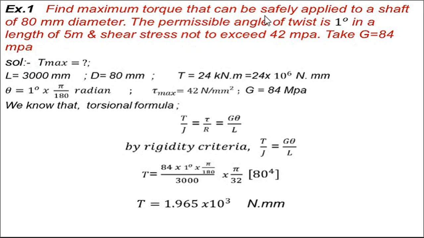Every time before solving the problem, first of all read the problem carefully and then write all the givens. In this problem, tau max, the maximum torque applied to the shaft, we want to determine, and the length of the shaft is given as 3000 mm. Capital D, since it is a solid shaft, only one D is there, 80 mm.